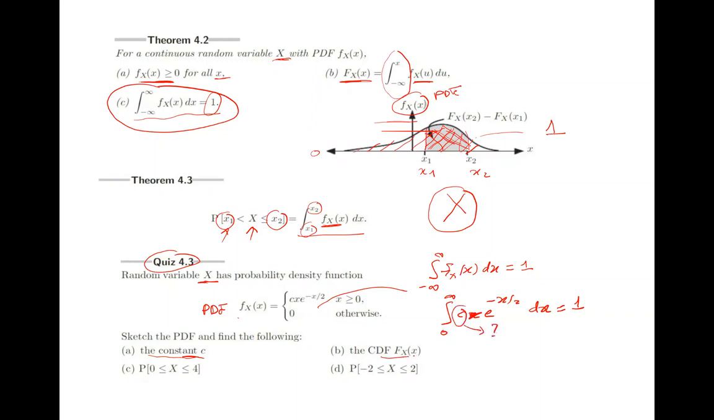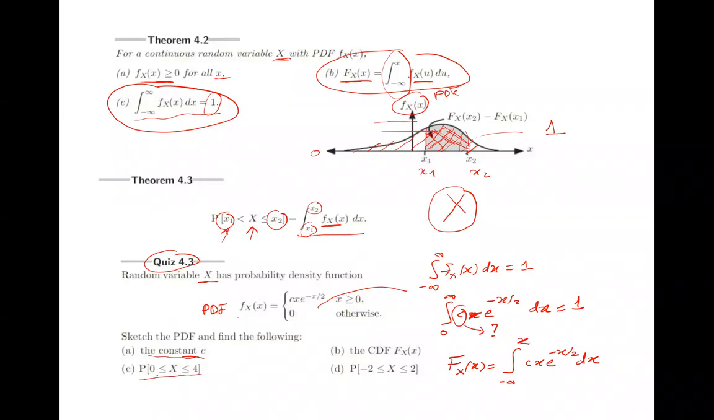Next, the CDF of fx. To find the CDF, we should use this formula. So the CDF of x should be the integration of cx e to the minus x over 2 dx over the range minus infinity to x, where we insert the c we found. We can easily determine that.